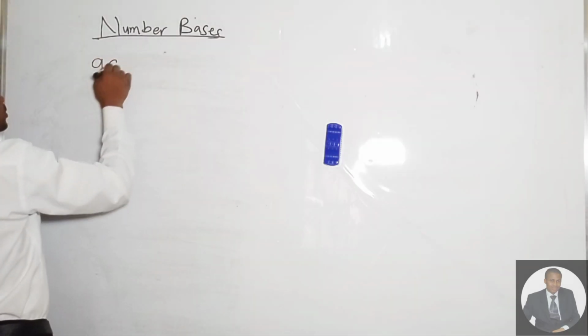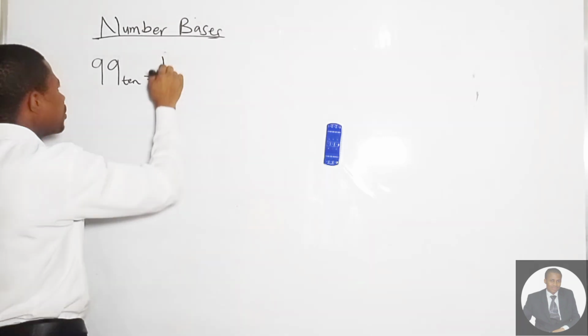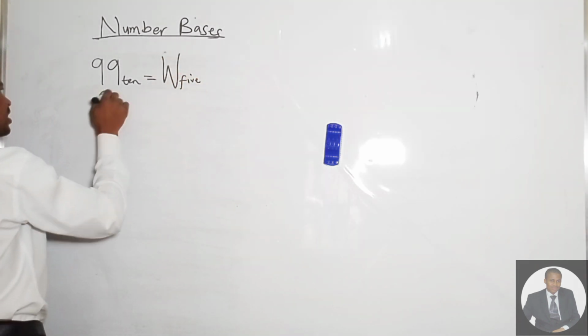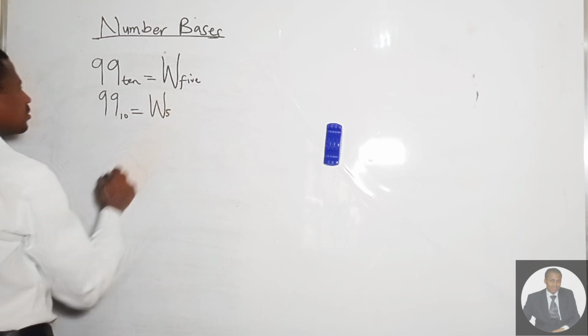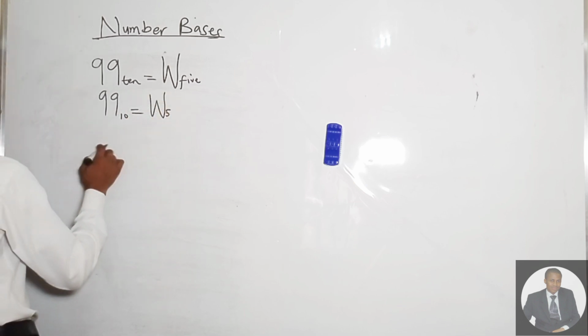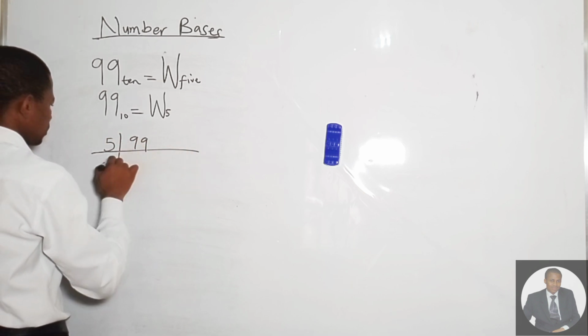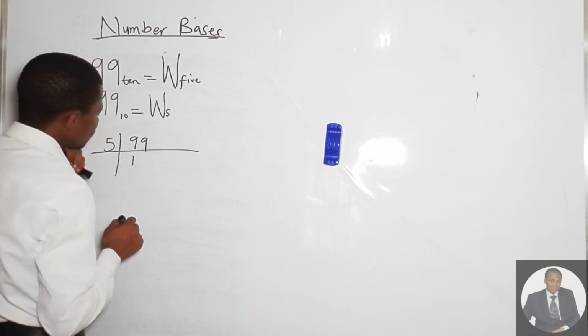Convert 99 base 10 to a number in base 5. So how do we do it? We divide 99 by 5. How many 5 is in 9? 1, remain 4.